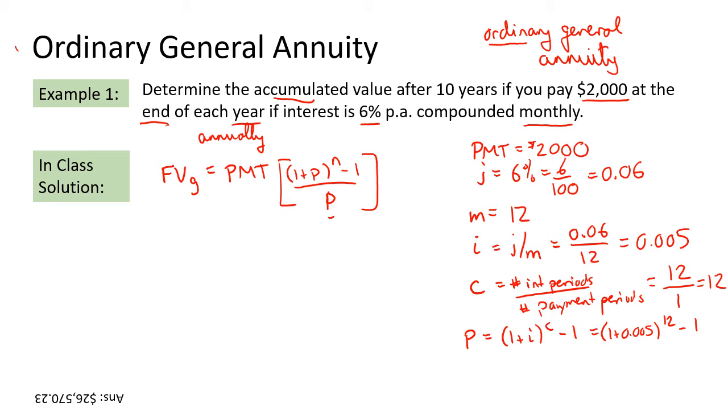Okay. And that comes out to a value of 0.06168. Okay? If you were to convert that, that'd be about 6.17% interest. So the last item we need is N, and that's again equal to the number of years times the number of payment periods per year. Okay?